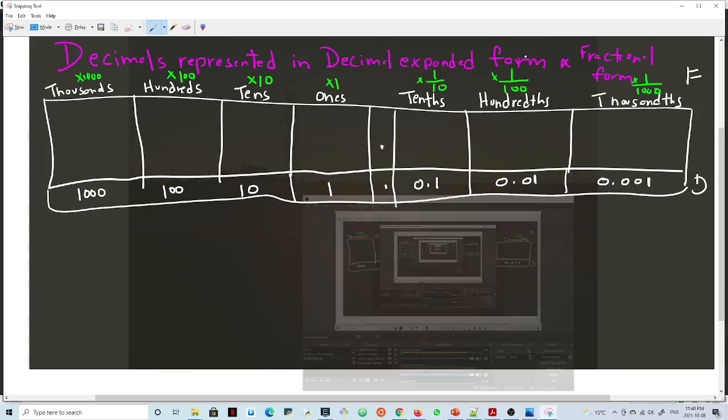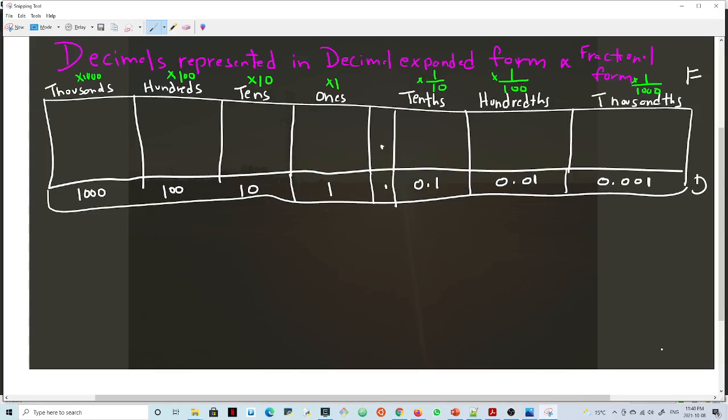Hello guys, so I will continue with the topic of representing decimals in different formats. In this video, I'll attempt to represent the decimal in expanded form and fractional form.